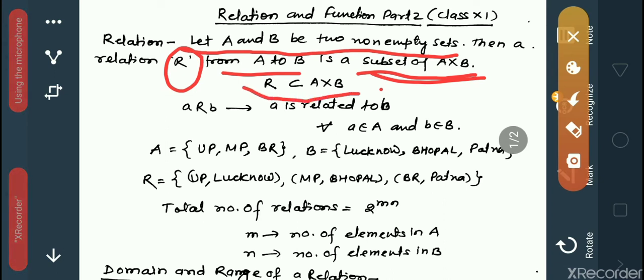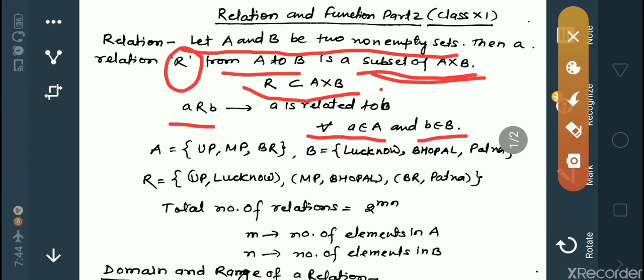Now, aRb stands for a is related to b, for all a belonging to capital A and b belonging to capital B. Let's take an example. Set A is a collection of three states, that is UP, MP and Bihar, and B is the set of their capitals Lucknow, Bhopal, Patna.